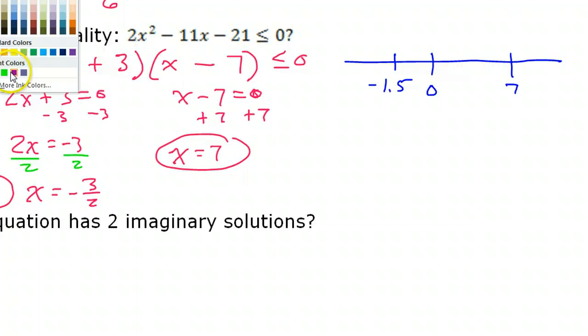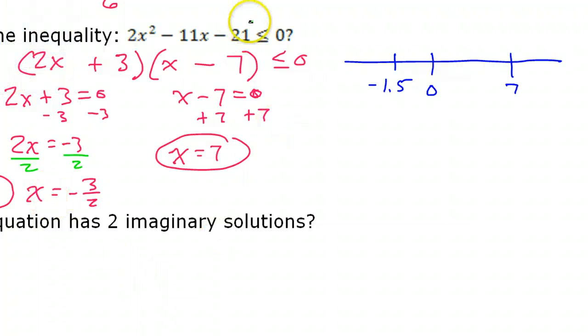So let's see what else I want to do here. Open circles or closed circles? Well, you see the or equal to part, so these zeros represent where the function is equal to 0. We want to include those, so we'll do closed circles.